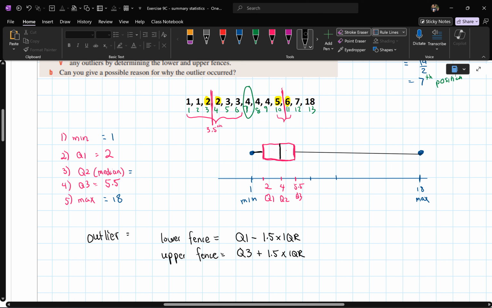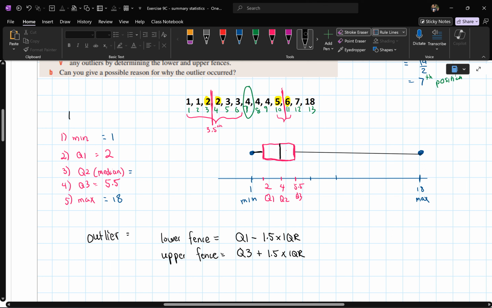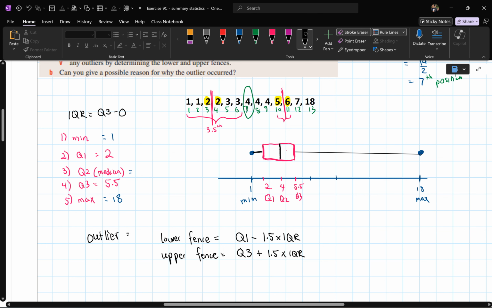Now, out of curiosity, anyone know what IQR stands for? What is the interquartile range? It's the range between Q1 and Q3. So how far does it go across the width of this box, from Q1 to Q3? What's the distance? You calculate that by Q3 minus Q1. Now let's think about it. Q3 is 5.5. Q1 is 2. What's 5.5 take away 2?